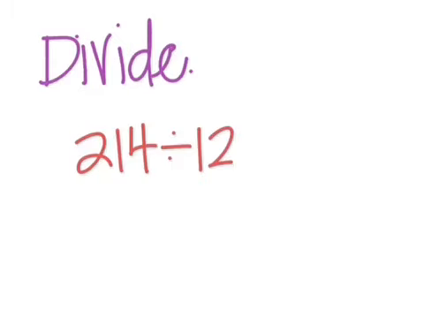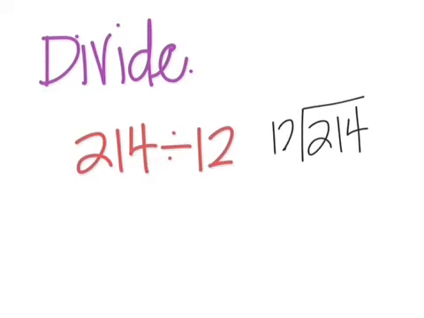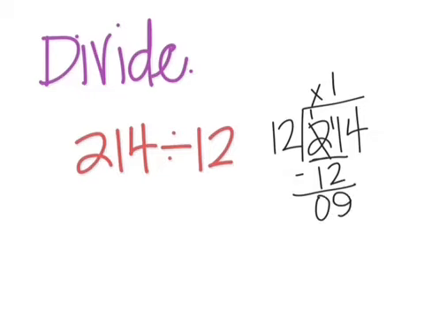Let's try another one. 214 inside the box. 12. Can 12 go into 2? It cannot. Can 12 go into 21? It can. 2 times 12 is 24, which is too large, so it would just be 1 time. So then I subtract 12. I'm going to have to borrow. 11 minus 2 is 9, and 1 minus 1 would be 0. So my answer is just 9 left over.